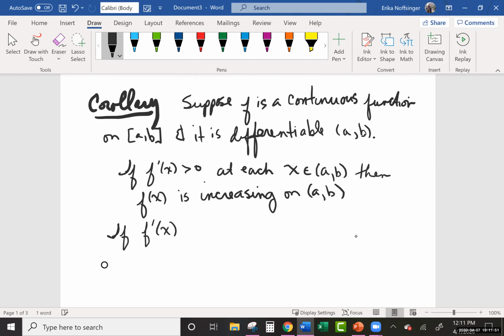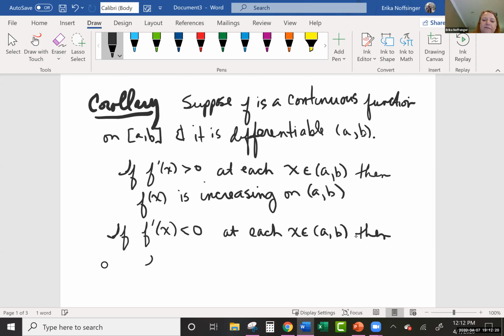Yeah. So if you choose any value in between that interval, a, b, and you plug it into your function, the first derivative. So if f prime of x is less than 0 at each, same kind of idea as above, so for each value of x contained in AB, then we can say that our graph of f of x is decreasing on AB.